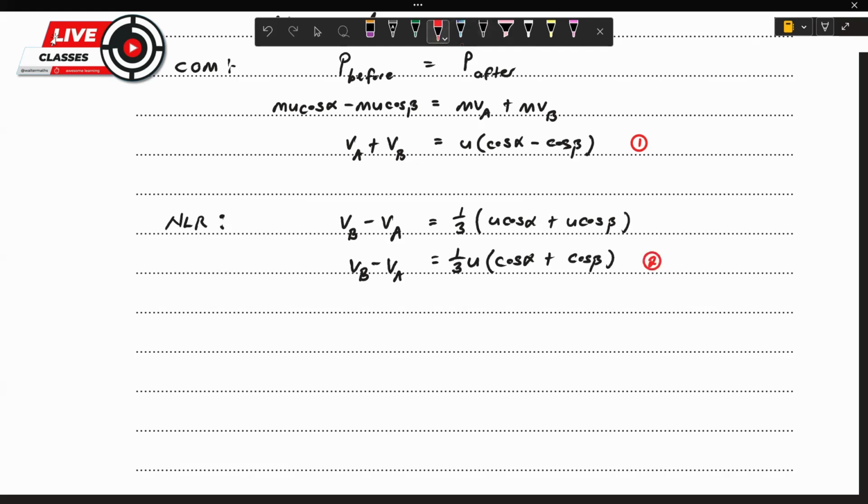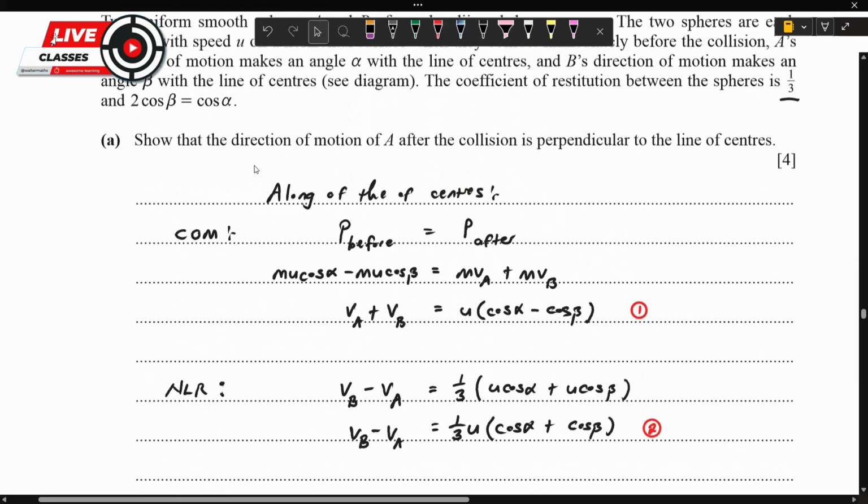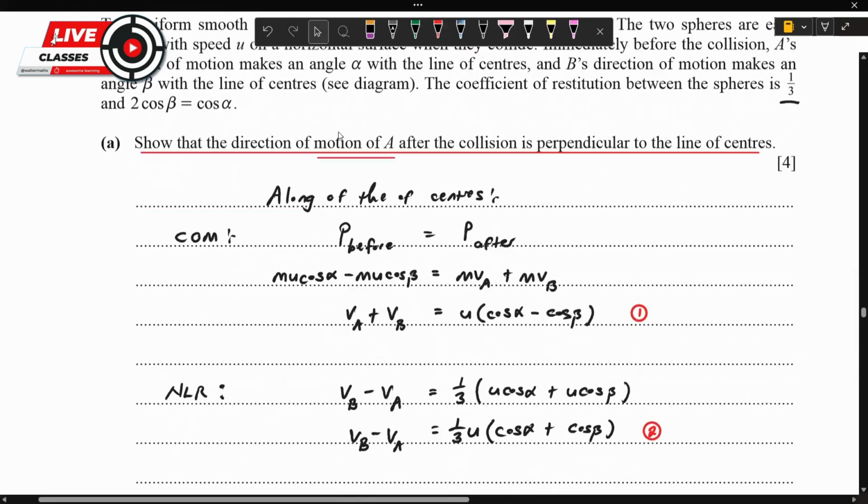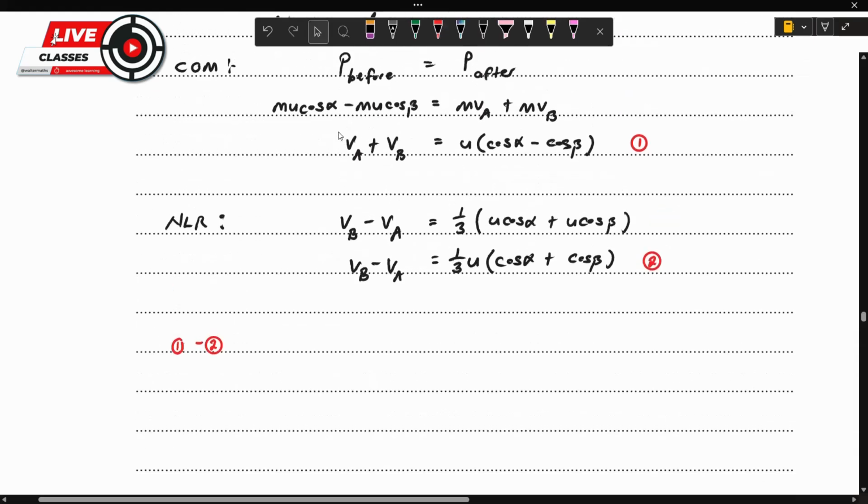So to eliminate B, we'll say equation 1 minus equation 2. And why are we attempting to eliminate B? Here the question is saying we should show that the direction of motion of A after the collision is perpendicular to the line of centers. So we're talking about the motion of A after collision. That's why we have to eliminate the motion of B, which is VB after collision.